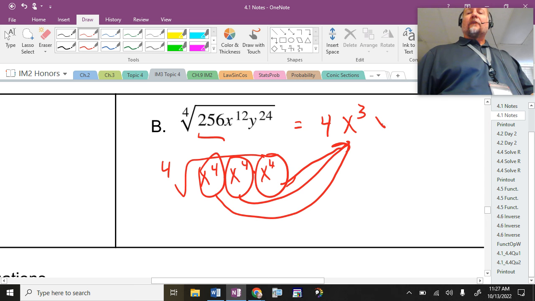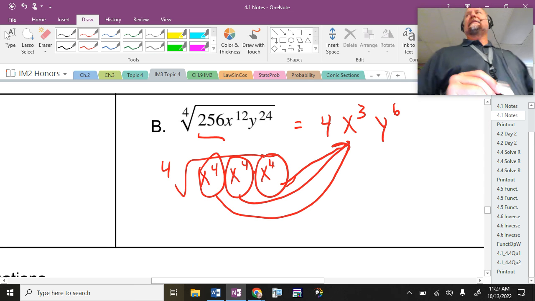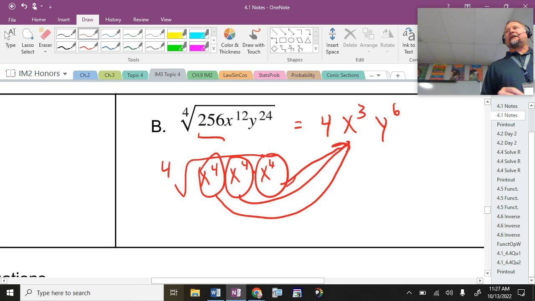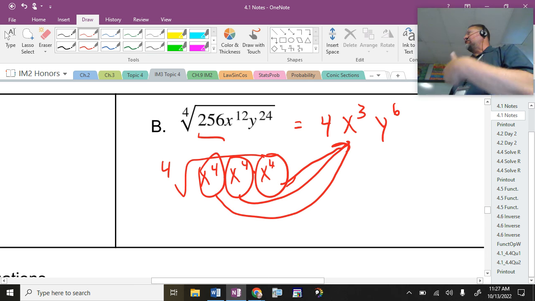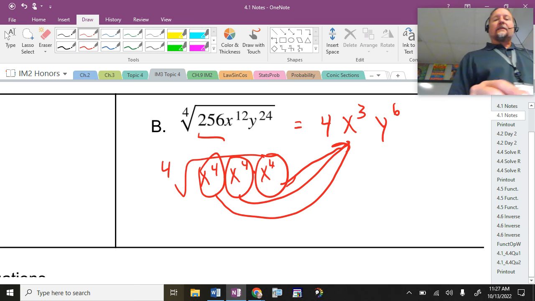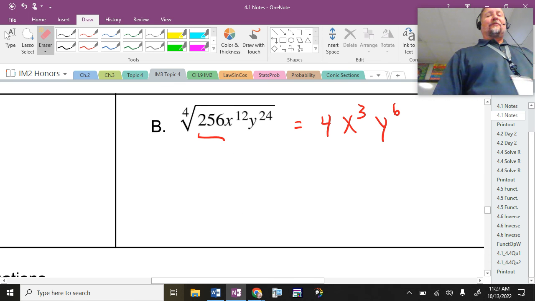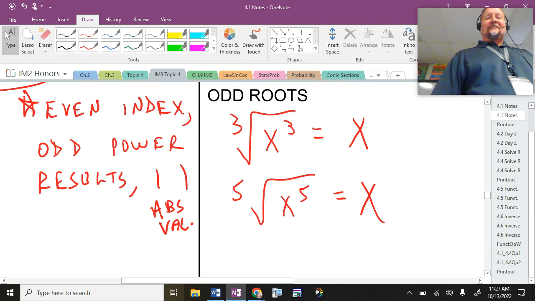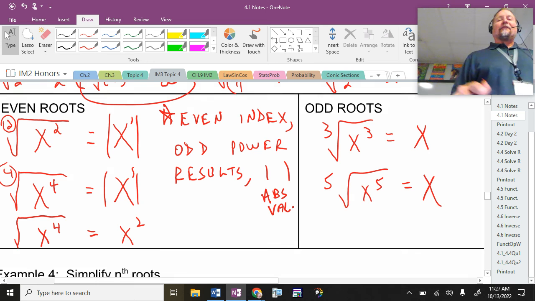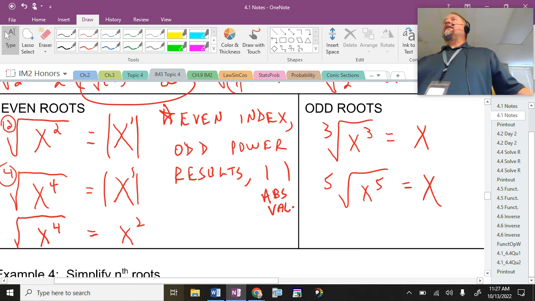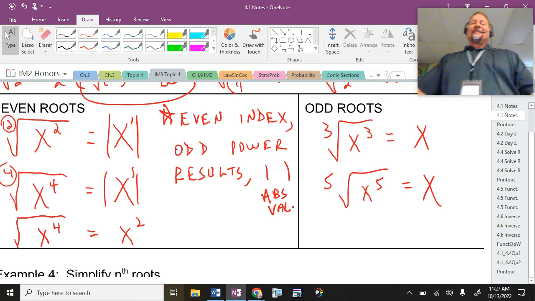Y to the what? What comes out? 3, 2, 1, go. 6. Because I could write 6 y to the fourths. That's why the division thing works out very nicely. Okay, here we go again. Let me just put this back up here because if you don't answer this, I'm going to go nuts. Let's all say this together. Even index, odd power results, absolute value.